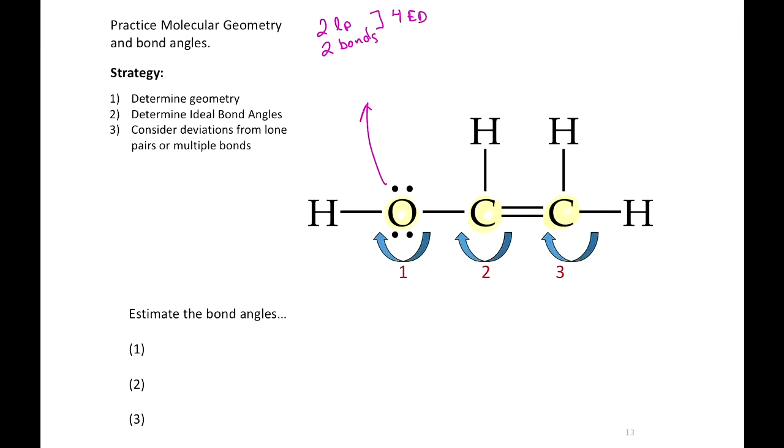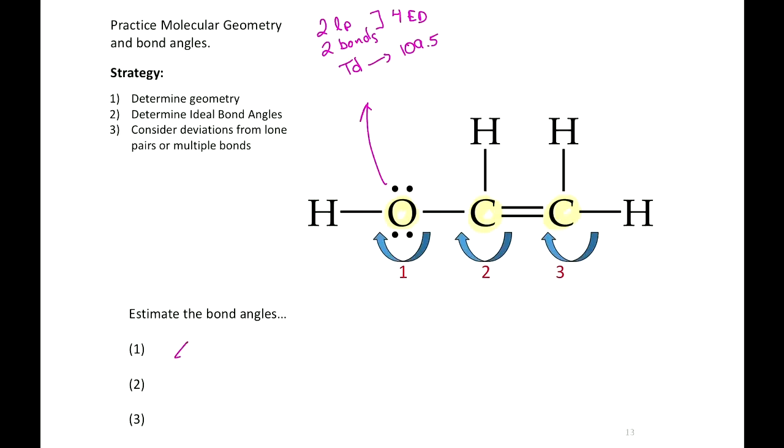All right, and so what shape is 4 electron domains? Tetrahedral. And then I ask myself, what is the ideal bond angle in a tetrahedron? It's 109.5, right? But will this oxygen adopt exactly that ideal bond angle? No. Why? Because there are lone pairs present. So what is it going to do to this bond? Is it going to open it up or bring it closer together? It's going to bring it closer together, because lone pairs are big, fat, and juicy, and they push everything closer together.